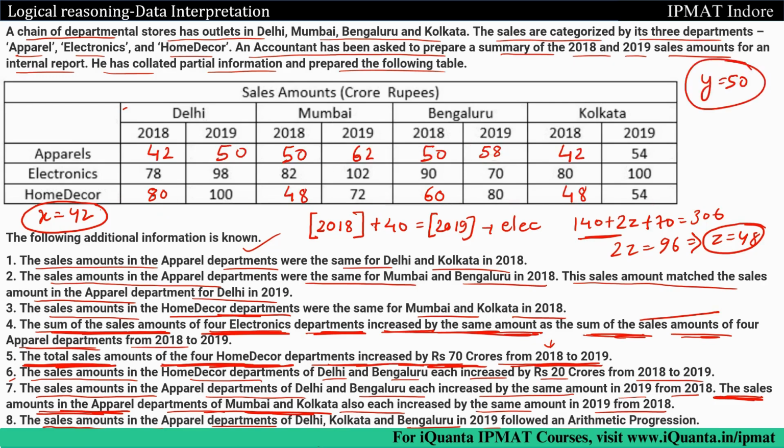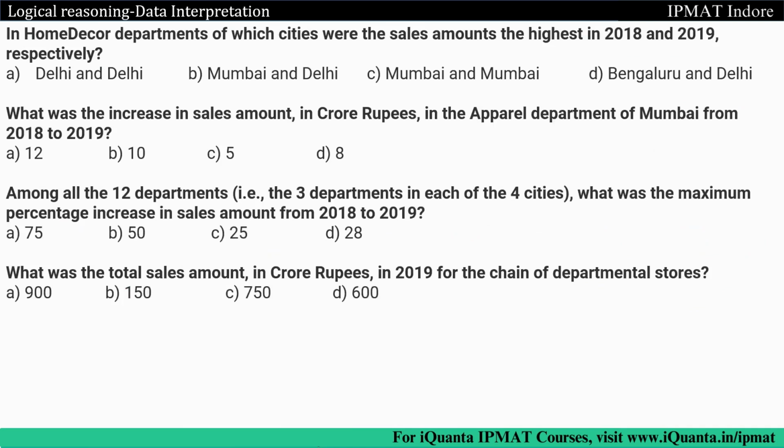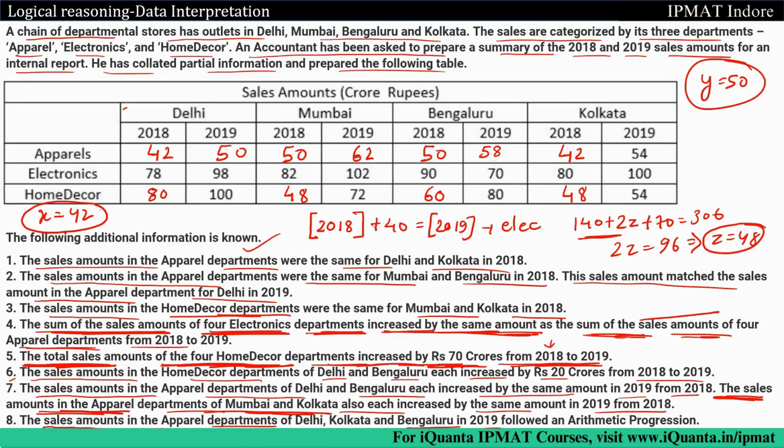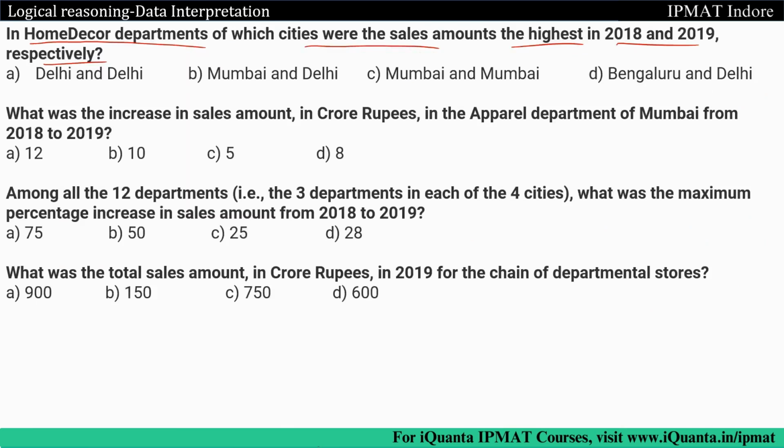Now since we have filled all the values in the table of x, y, z, we can easily answer the questions now. The first question is, in the home decor department of which cities were the sales amounts the highest in 2018 and 19 respectively? So home decor sales amount 18 and 19 highest. Okay, so home decor last row, and 18 highest is in Delhi, of course it is 80 if you check the data of 2018 for all the cities, and in 2019 as well it is highest in Delhi, 100. Others are 72, 80 and 54. So Delhi and Delhi in 2018-19, we'll answer Delhi and Delhi.